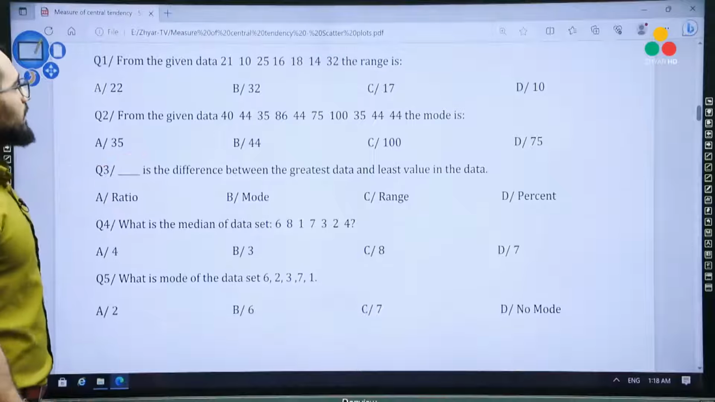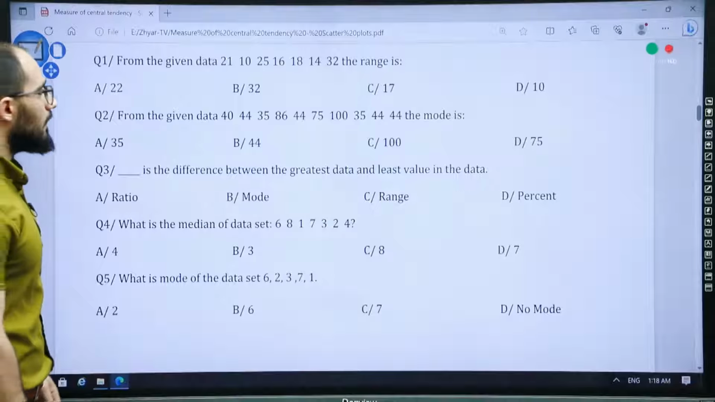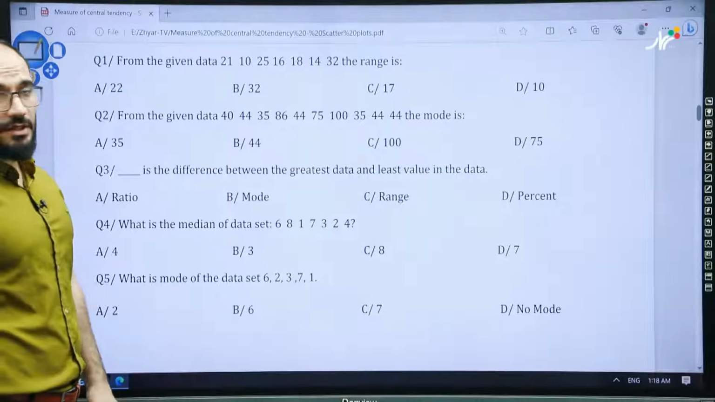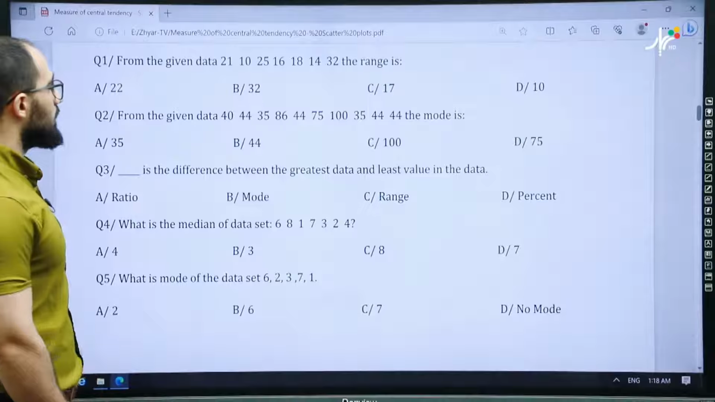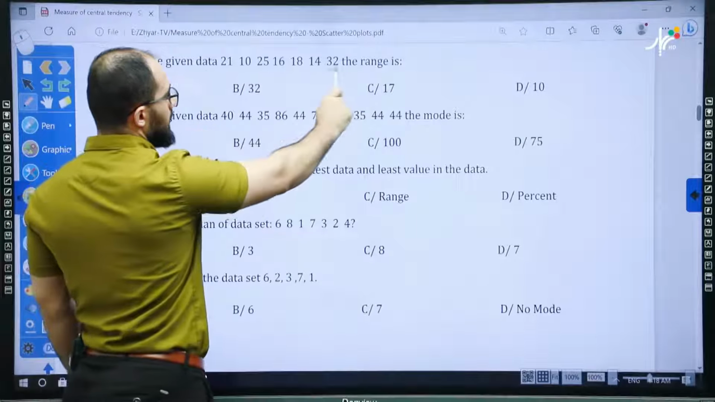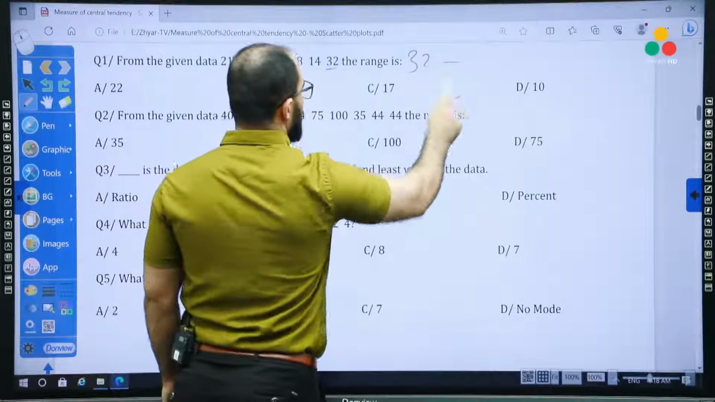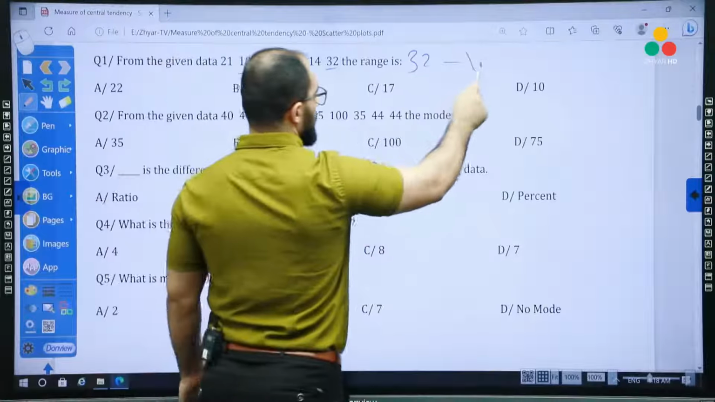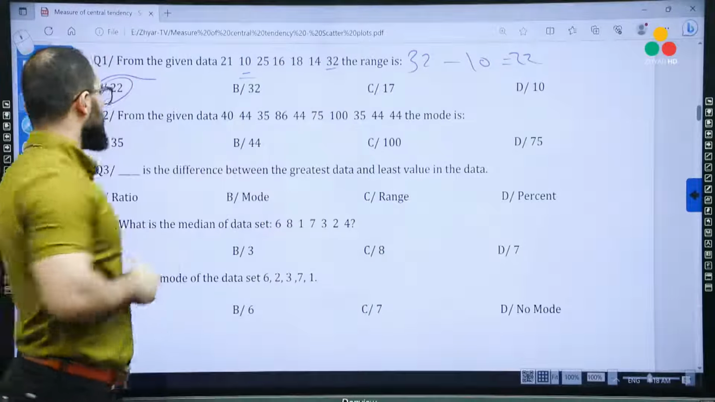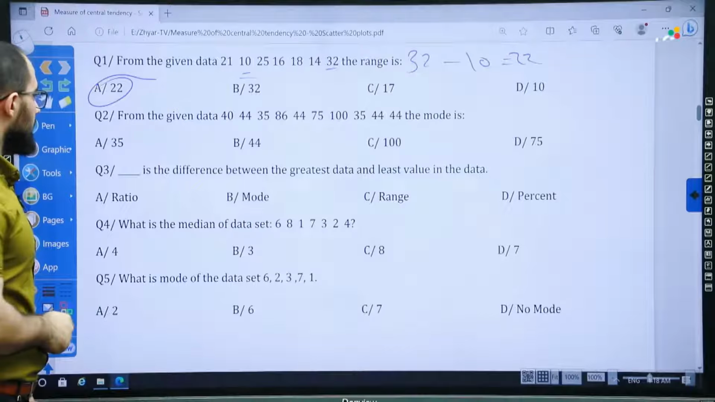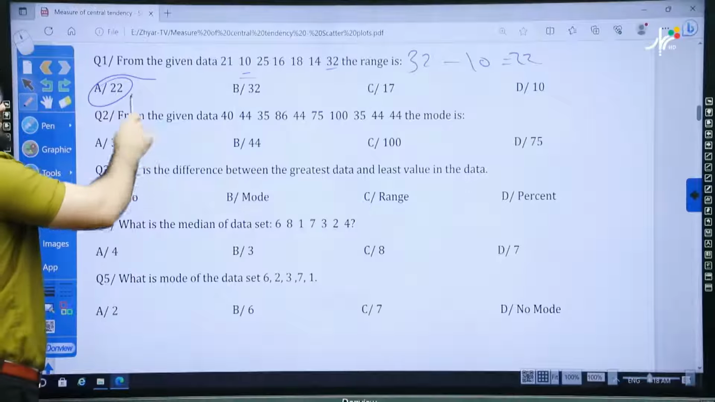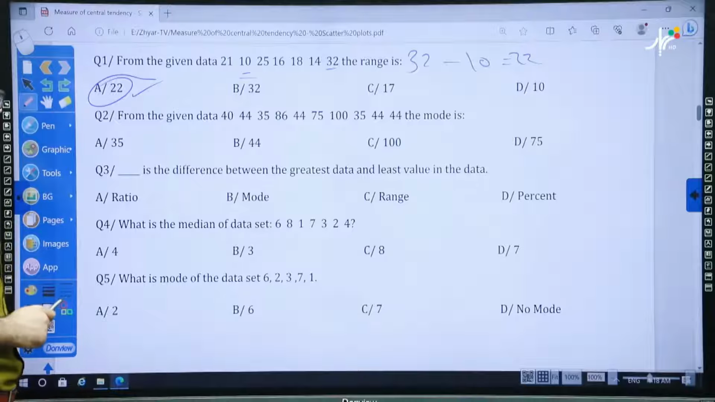Question 1. From the given data 21, 10, 25, 16, 18, 14, 32, it says the range is. It means the greatest data, we check the list of the data. The greatest data is 32 minus the least data is 10, so 22. So A is the solution. This one is the correct answer.